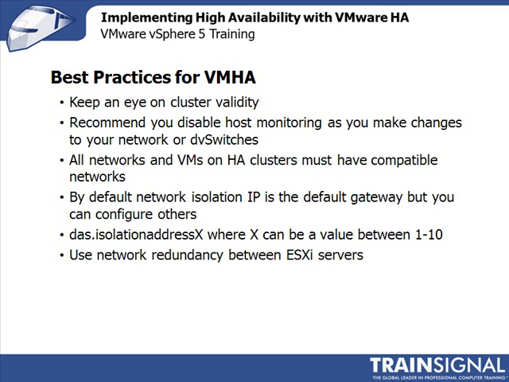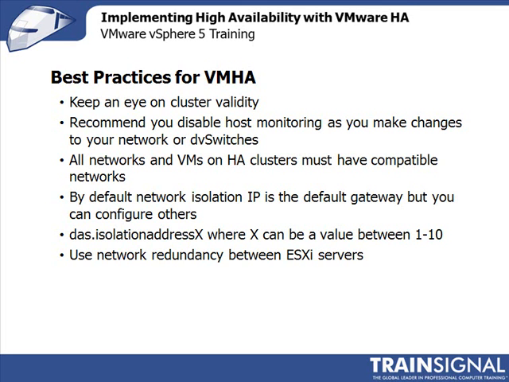Now, why is that? Host monitoring is a feature that is configured by nature to check for network connectivity, right? So it's checking for that heartbeat. If you're making these network changes and the management network on the ESXi host is losing connectivity, host monitoring is going to try to declare the ESXi host as inaccessible and isolated. Now, granted, with vSphere 5, it'll still check through the data stores, but for best practices, for stability reasons, if you're going to make any kind of changes to the network, especially the physical network in this matter, I suggest, or we suggest, that you disable host monitoring. All networks and VMs on HA clusters must have compatible networks.